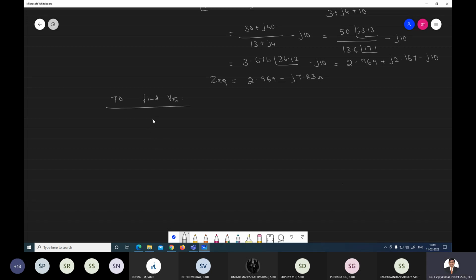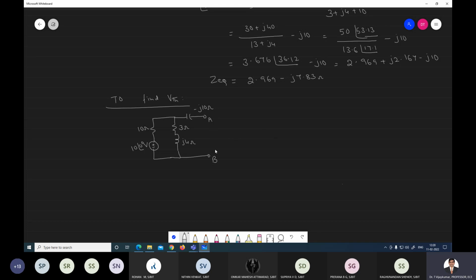This is a circuit. This is your positive negative, which is given, and here it is a 3 ohm, and it is an inductance here, connected here, and here this is your 10 ohm, and it is 10 at an angle of 0 degree volt, and it is 3 ohm, and it is j4 ohm, and here minus j10 ohm, and this is the point A, and this is the point B.